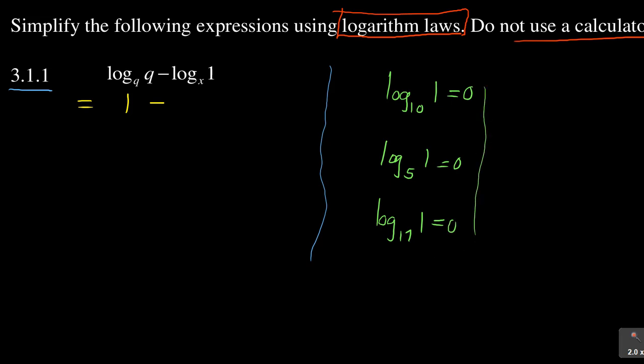So again we can conclude that log base a of 1 is equal to 0. As long as the number is 1, whatever base you change to, it will equal 0. Which means the next part, log base x of 1, is also equal to 0. Therefore our final answer, 1 minus 0, is equal to 1. Here we did not need to use a calculator, but we had to apply the laws, and that is how you get your answer.